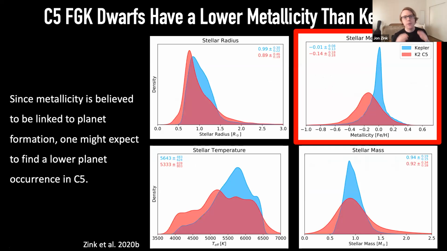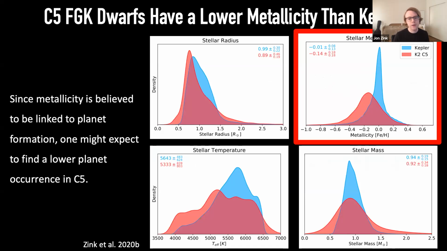Oh, sorry, really quick, I wanted to mention that they also have a difference in metallicity. So the K2-C5 has a lower overall metallicity than the Kepler sample. Other than that, it seems like many of the other features line up pretty okay. There's some minor uniqueness there, but the big one is the metallicity. We can see there's a slight deficit of metallicity in the campaign 5 K2 sample versus Kepler.